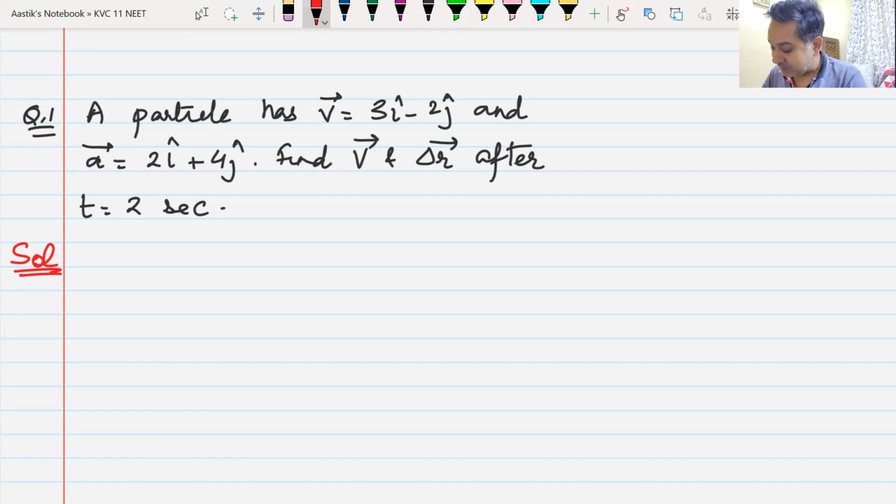The value of u is 3i minus 2j. I write it here, plus acceleration is 2i plus 4j multiplied by time, which is given as 2 seconds. I just put the values: 3i minus 2j plus 4i plus 8j. Now add them: 7i minus 6j. That is the answer for my velocity after 2 seconds.